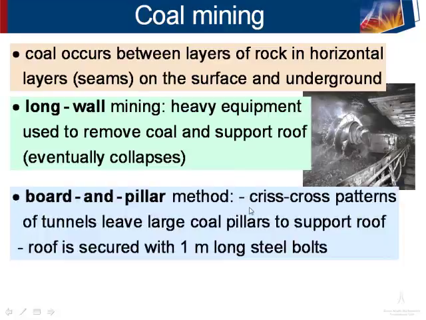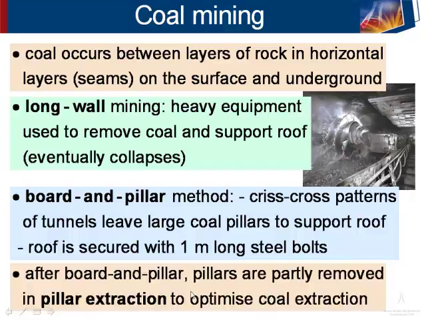In the board and pillar method, there's a crisscross pattern of tunnels, and large areas of coal are left as pillars to support the roof, and the roof is secured with long steel bolts. After the board and pillar method, later the pillars can be partially removed and pillar extraction takes place to extract the coal from the pillars, and this optimizes coal extraction.